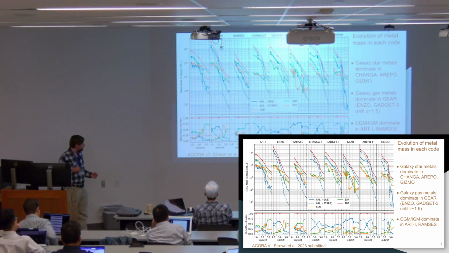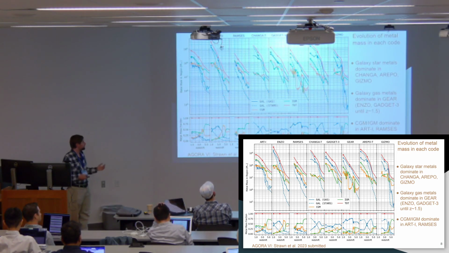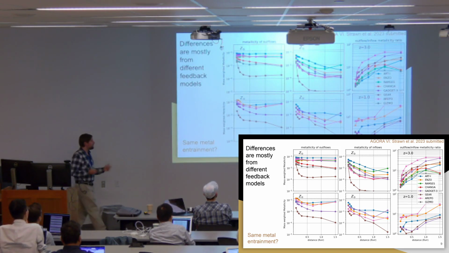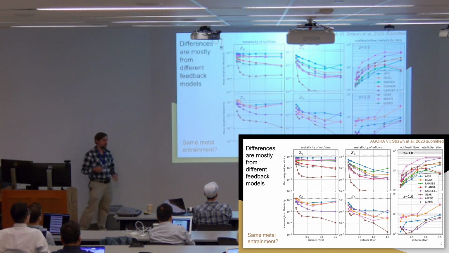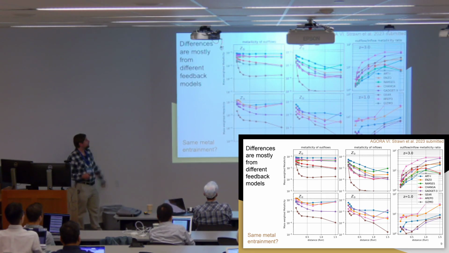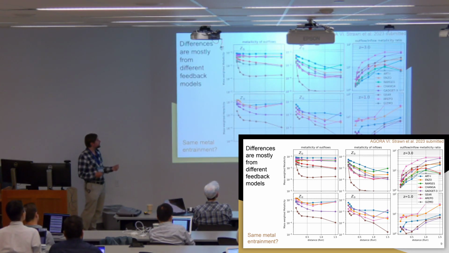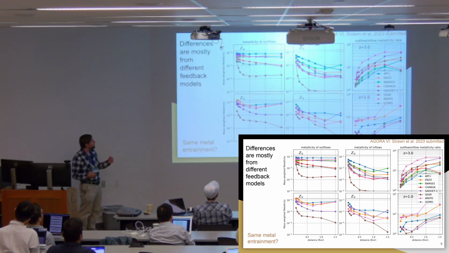The point is that these are really different, and they clearly are doing different things and sending different amounts of stuff out into the CGM. However, we do think this is probably feedback and not the code type, right, the code architecture. The reason is because if we look at the outflows versus the inflows, so the metallicity of outflows is always higher and flatter than the metallicity of inflows with distance. That's not a surprise. This is a redshift 3 and redshift 1.